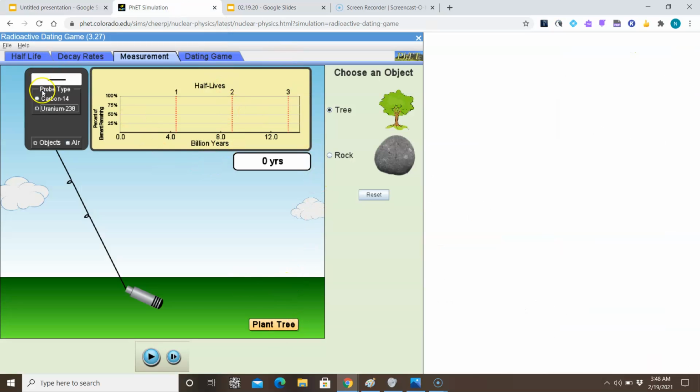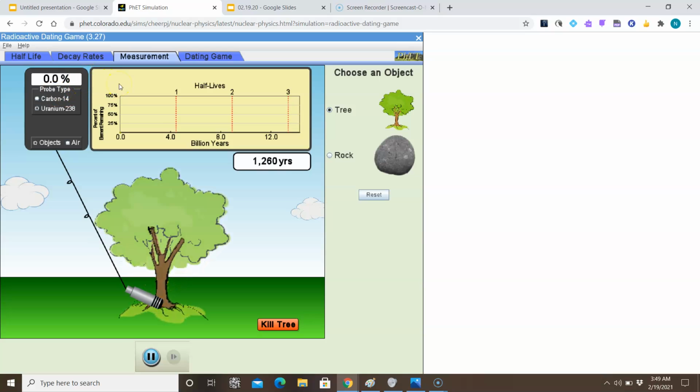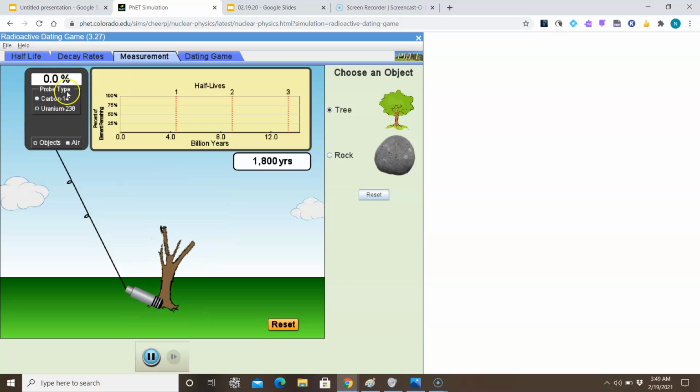I'm going to plant the tree. Take a look at how much uranium-238 we have in the tree. Take a look at the amount of uranium-238. Okay, the tree has died. Take a look at the amount now. So what's happened? What happened when we're trying to measure the amount of uranium-238 in the tree? What's going on here?